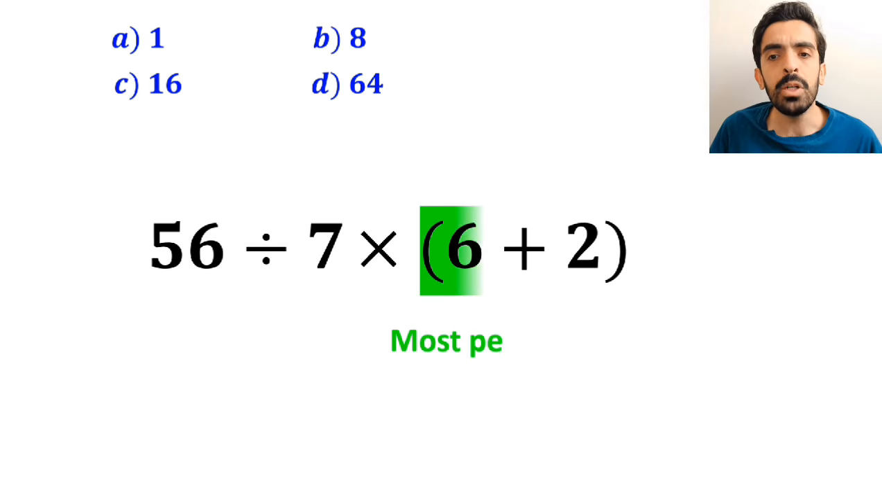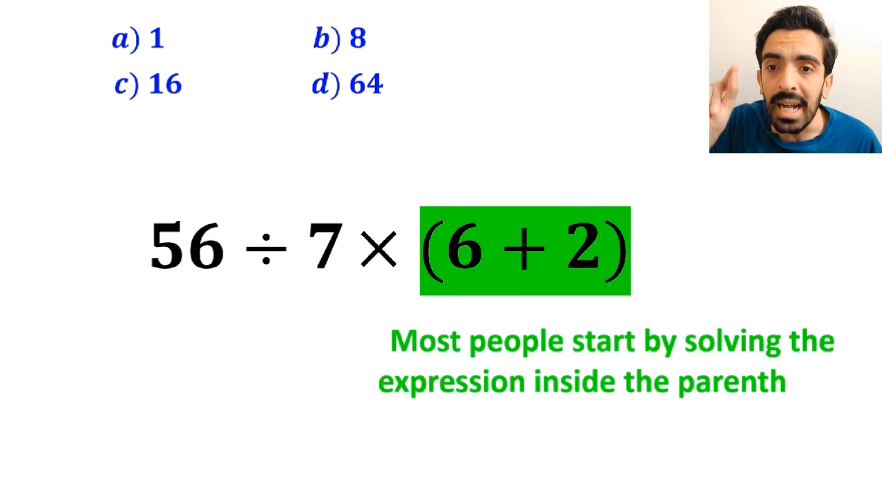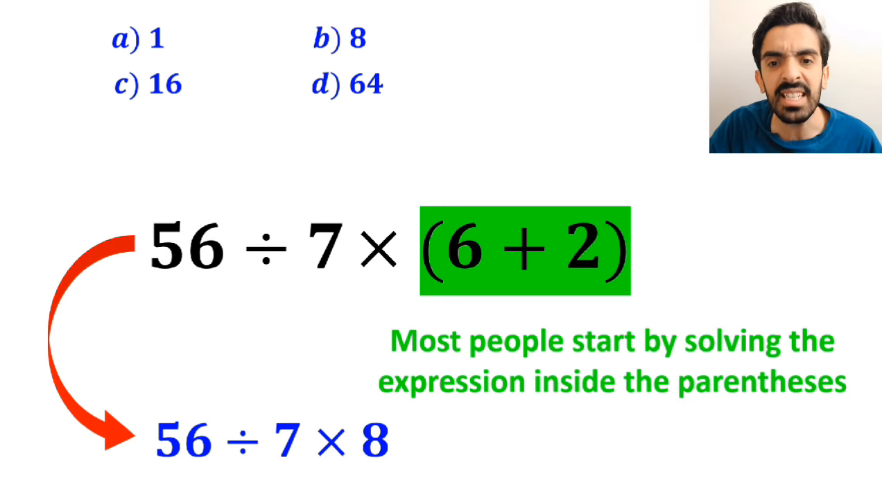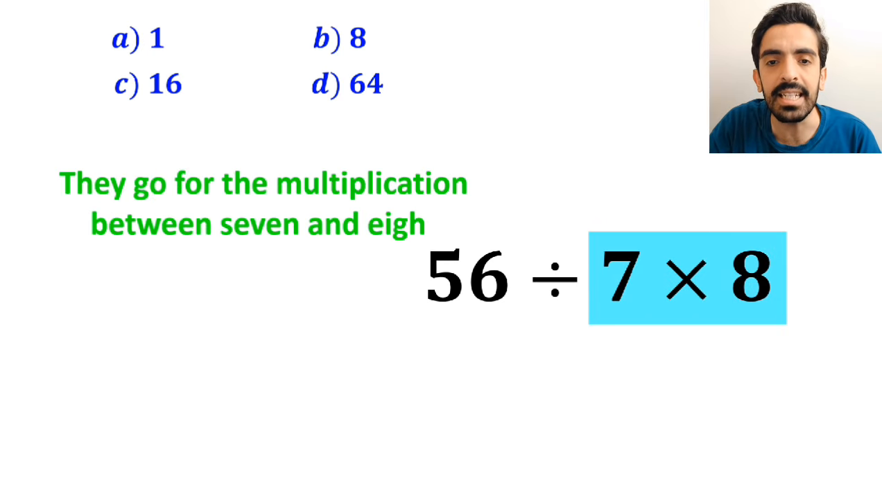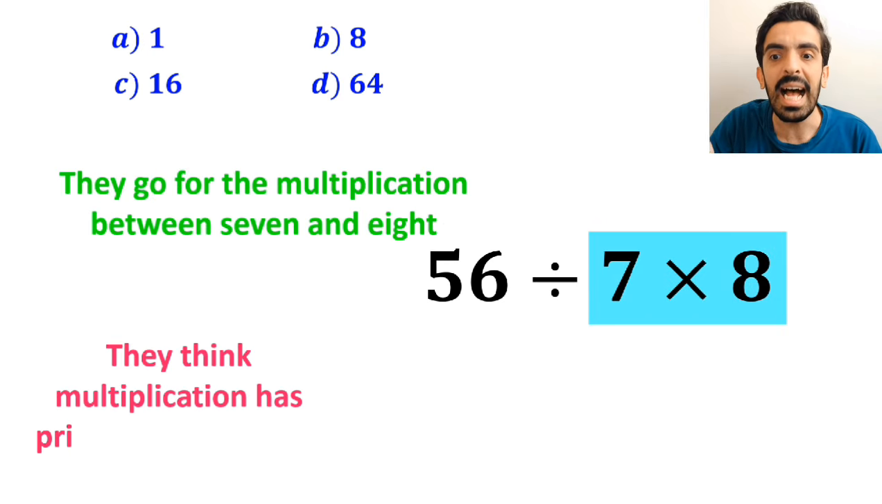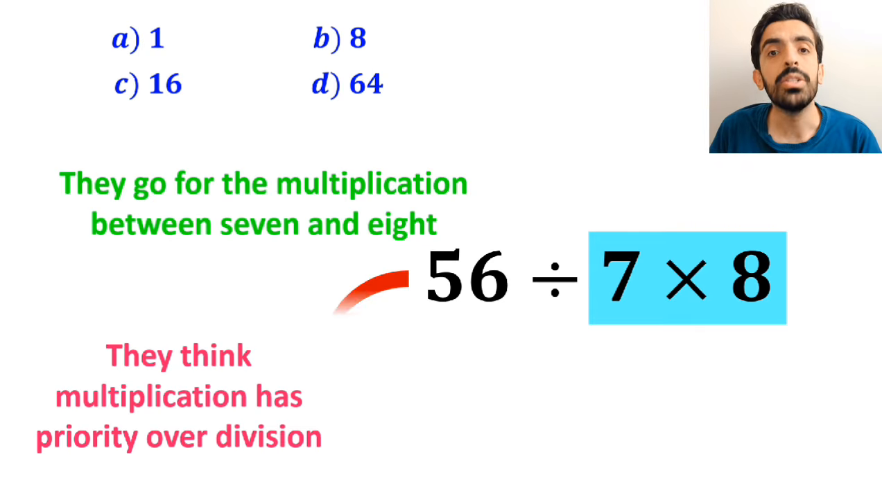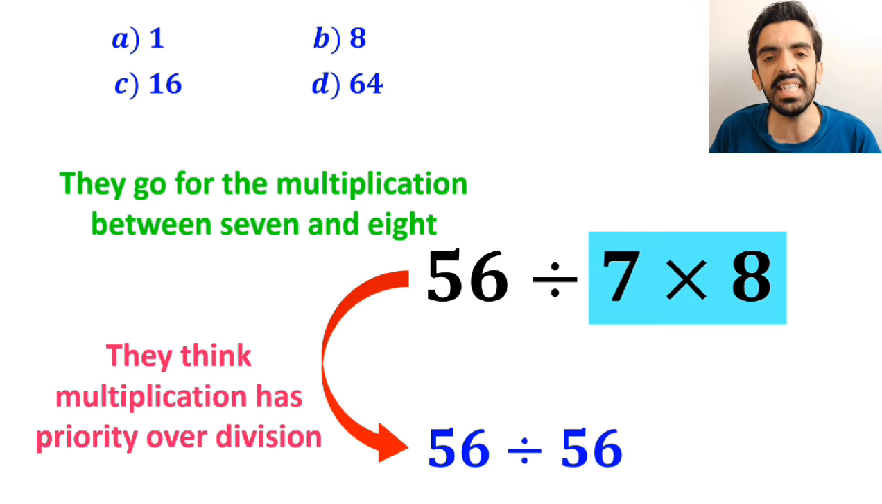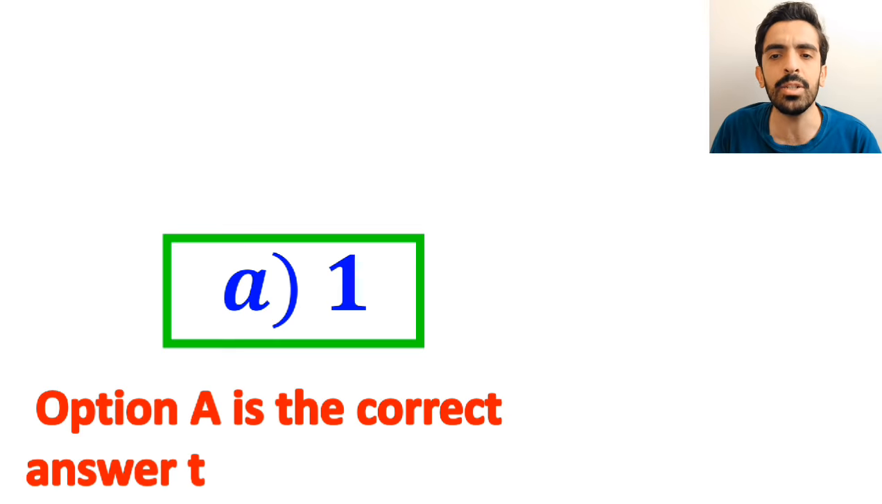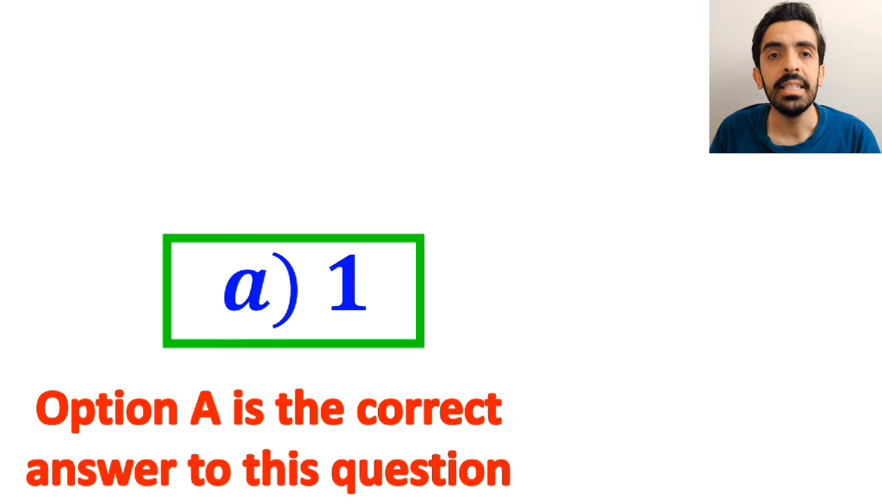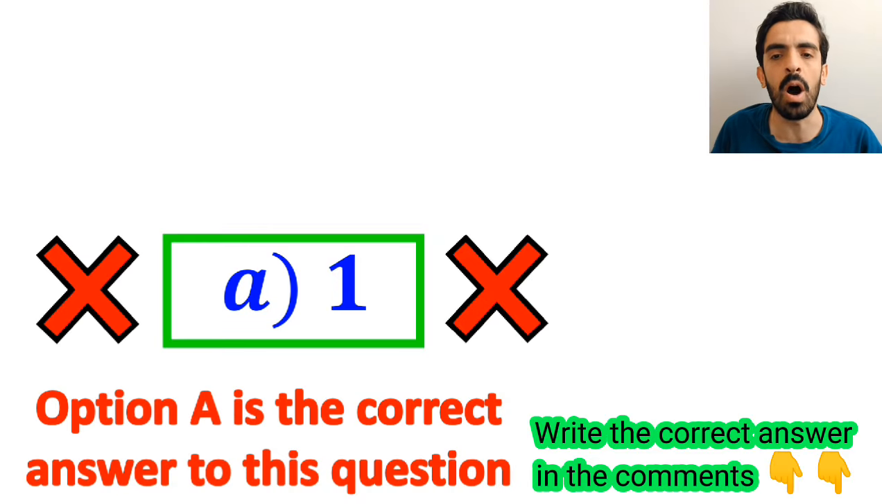In the first step, most people start by solving the expression inside the parentheses and replace it with 56 divided by 7, then multiplied by 8. And in the next step, they go for the multiplication between 7 and 8 because they think multiplication has priority over division. So, this expression simplifies to 56 divided by 56, which finally gives them the answer 1. And immediately, they quickly say that option A is the correct answer to this question. But this answer is absolutely wrong.